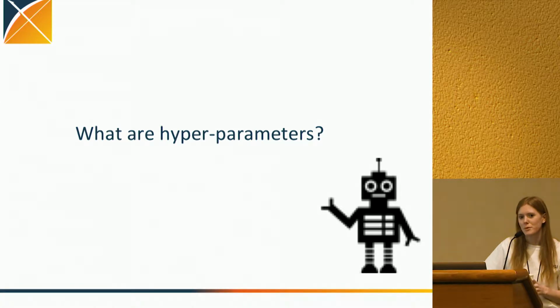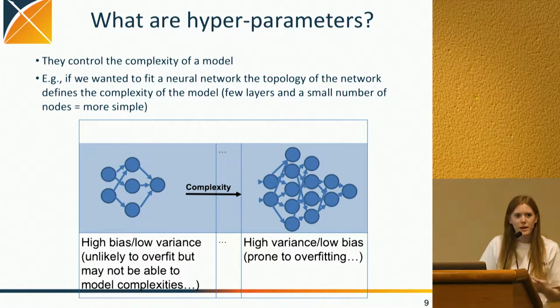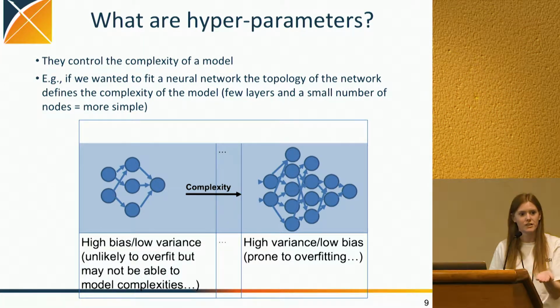You also have hyperparameters. So when you're training a model, you have the parameters of the model, and you have the hyperparameters. And the hyperparameters effectively control the complexity of the model. So if you think about it in terms of a neural network, the parameters that you're trying to train at the end are actually the weights between the different nodes. But the hyperparameters are the number of nodes you have and the number of layers you have. So you can have a very simple neural network, and you can have a very complex neural network.